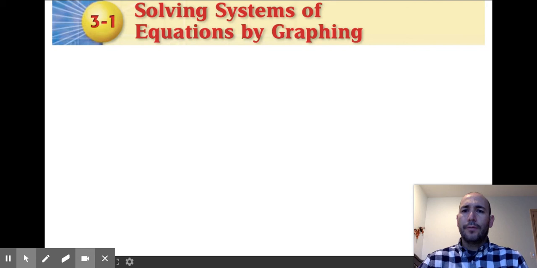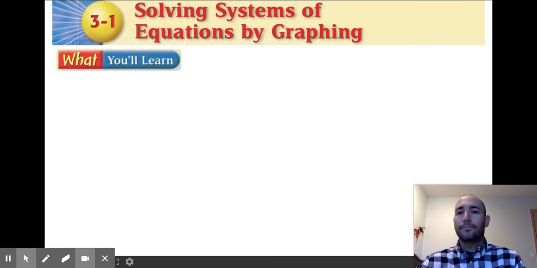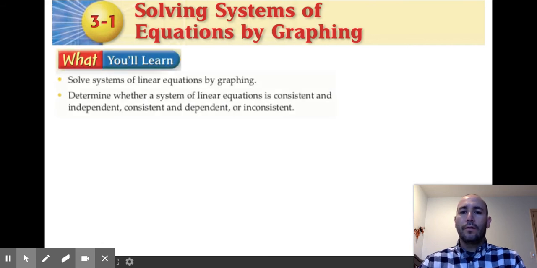All right, we're going to talk about Chapter 3, Lesson 1. We're going to be working on solving systems of equations by graphing. So what we're going to learn is how to solve a system of linear equations by graphing, and then we're going to determine whether a linear system is consistent and independent, consistent and dependent, or inconsistent.